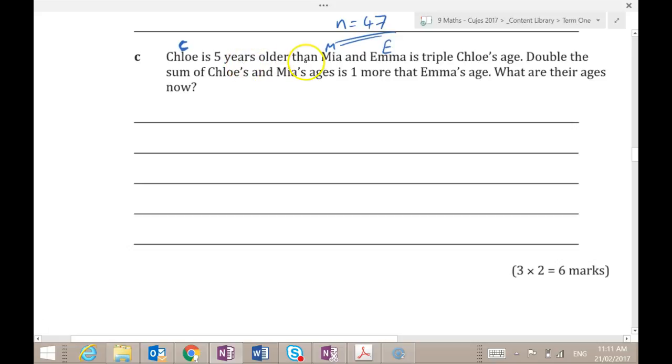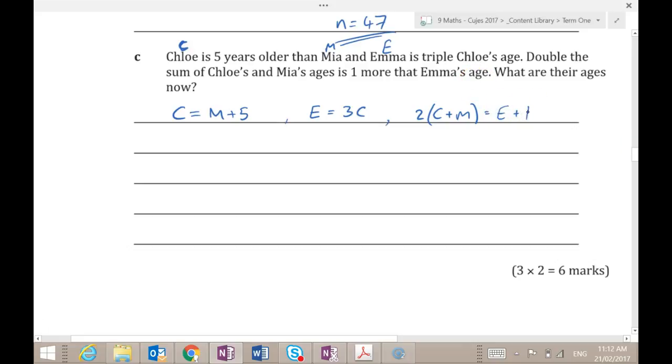Chloe is 5 years older than Mia. So Chloe's age is Mia's age plus 5. We can do that first, can't we? That's good. What else we got? We got Emma is triple Chloe's age. Emma's age equals 3 times Chloe's age. Then they give us another bit of information. Double the sum of Chloe and Mia's ages. So Chloe plus Mia. Double that sum, so times that by 2, equals Emma's age plus 1.